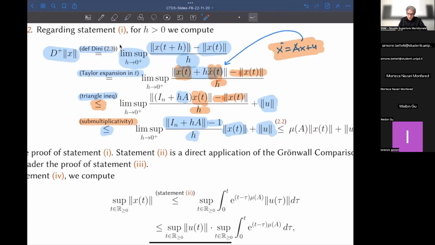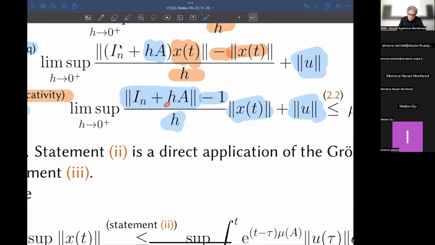Does the minus 1 make sense? Yes. If you take h and you plug in 0, then I have identity plus 0. The induced norm of the identity matrix is 1. So then I have 1 minus 1, which is 0. So the numerator and the denominator both go to 0 when h goes to 0. Which makes sense, right? Because I'm calculating a derivative, and so in the limit, numerator and denominator both have to go to 0.